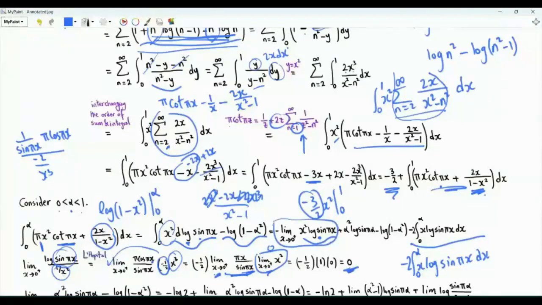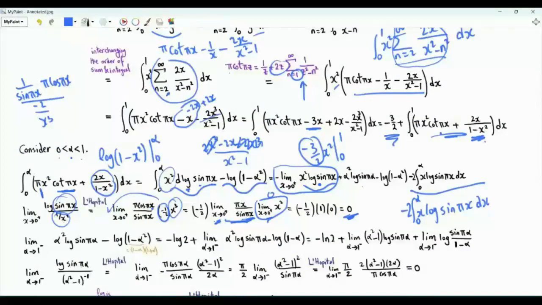This term here is equal to 0. Now let's take the limit as alpha approaches 1 from below. The integral becomes from 0 to 1. What about these two terms? The limit as alpha approaches 1 from below of alpha squared log sin(pi alpha) minus log (1 minus alpha squared). Let's write this as minus log (1 minus alpha) minus log (1 plus alpha). If we put alpha equal to 1 here, we get minus log 2.